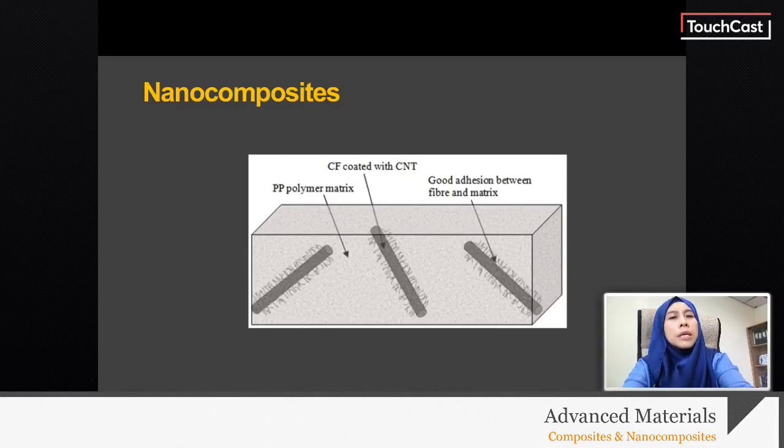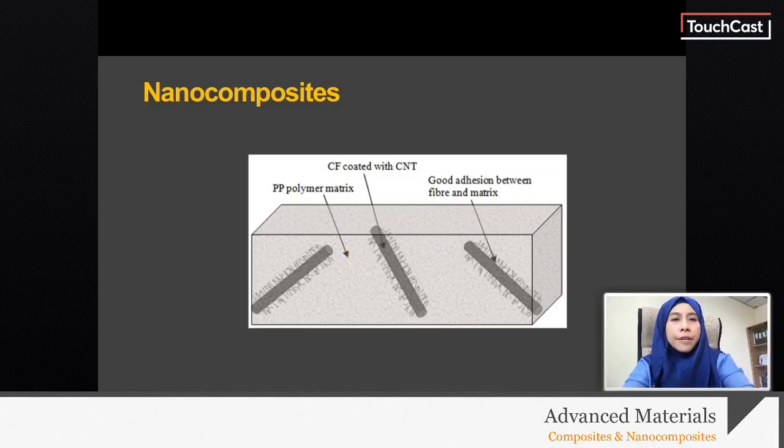Now, there is a new class of advanced materials known as nanocomposites. Nanocomposites are materials whereby nanomaterials are included as reinforcement to the matrix. And this video will focus on a special type of fiber-reinforced polymer matrix composite. The composite is a polypropylene matrix reinforced with carbon fiber coated with carbon nanotubes.